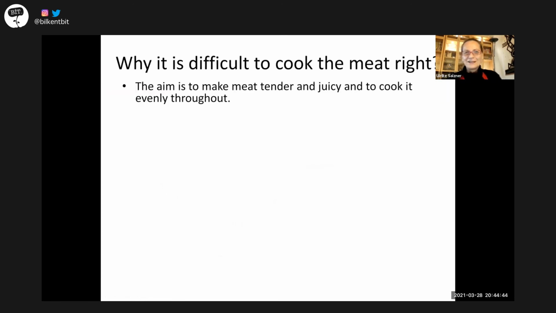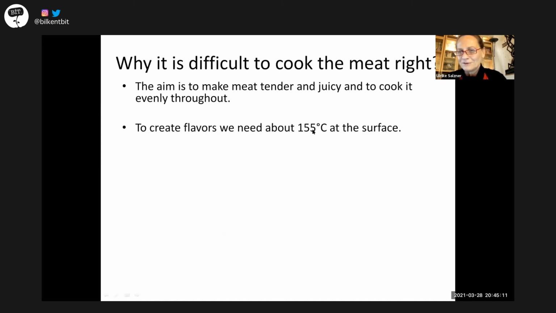Okay, so now we are reaching the point to say what is the difficulty with the meat? We have already seen we have several processes happening at different temperatures, and of course we have one piece of meat. The aim is a tasty piece of meat, tender and juicy, evenly cooked, with the flavors on the surface from the Maillard reaction. To create the flavors, we need 155 degrees. That means we first have to, at least at the surface, evaporate the water from a thin layer of the meat, because otherwise you can't reach this temperature: it will stay at 100 degrees and not get hotter until all the water is gone.